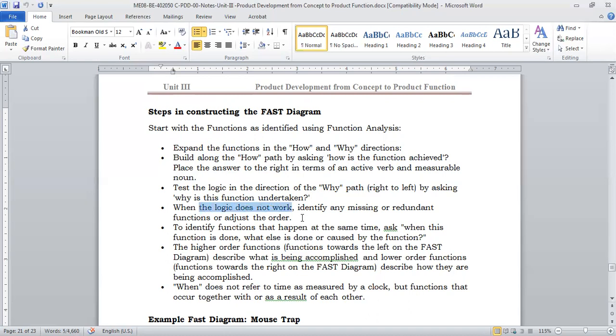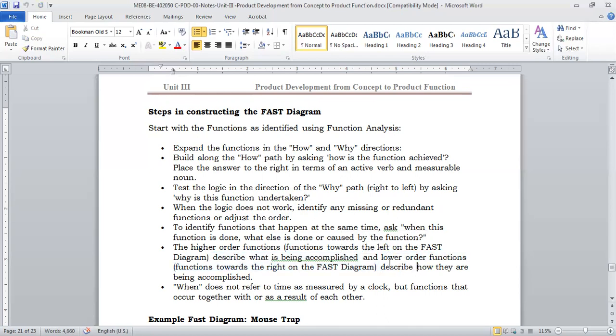When the logic does not work, identify any missing functions. So when you see that logic is not working, something is missing, then try to identify what is missing. To identify functions that happen at the same time, ask when this function is done, what else needs to be done or caused by the function. So while we are doing the function, we need to ask one more question: what else needs to be done? The higher order functions toward the left side of the FAST diagram describe what is being accomplished, and lower order functions describe how they are.